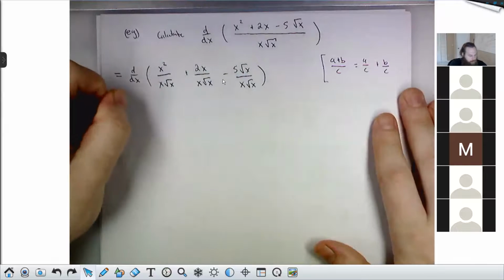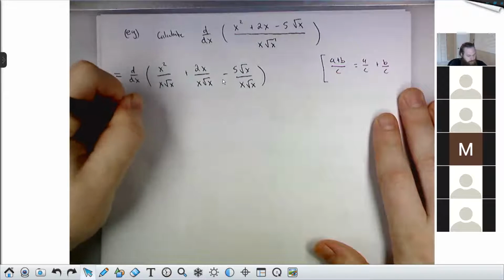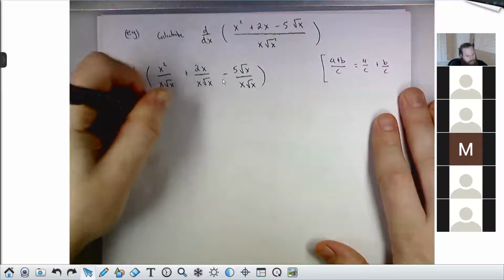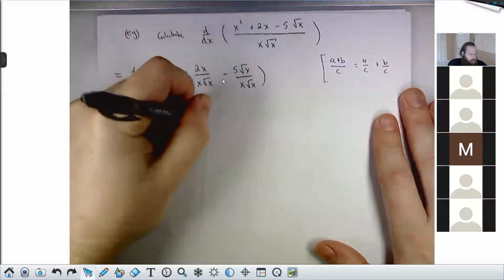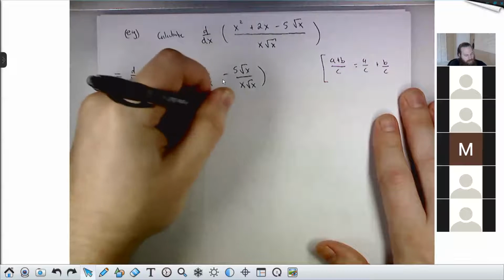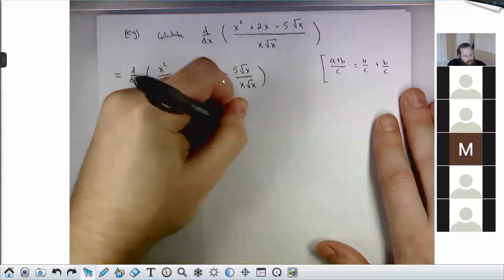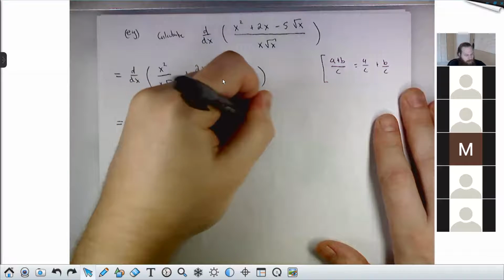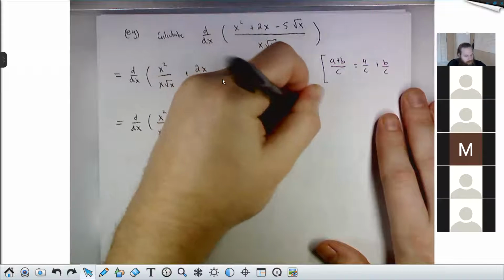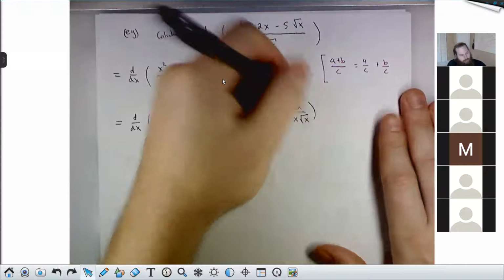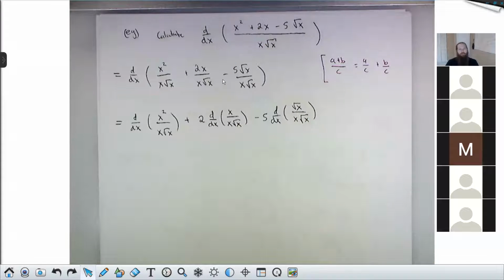Now, I can give my derivative to each piece. So I have d/dx of x squared over x root x, plus I can pop out this constant multiple to d/dx of x over x root x, minus 5 d/dx of root x over x root x. So I split up the fraction and then I sort of distribute the d/dx. I give the d/dx to each piece. And as I do that, I pop out the constant multiples.